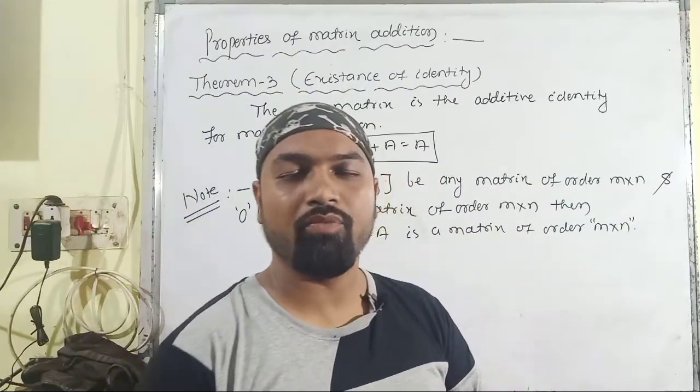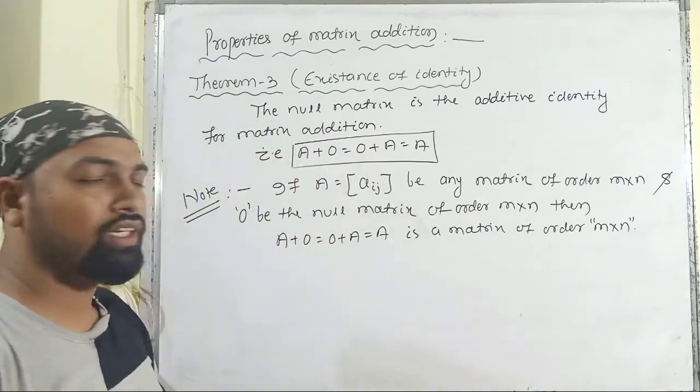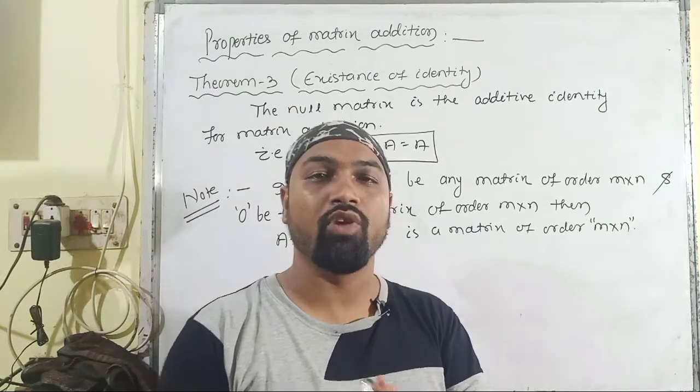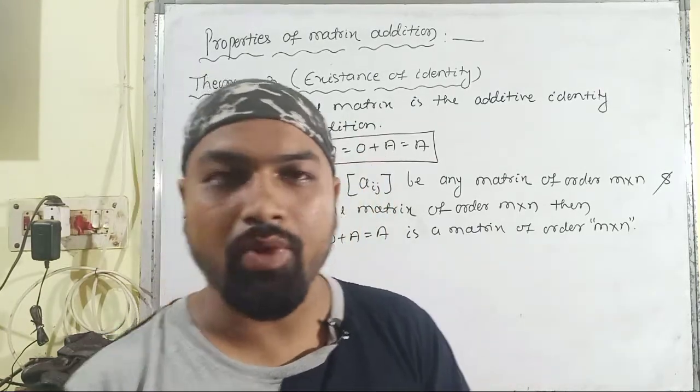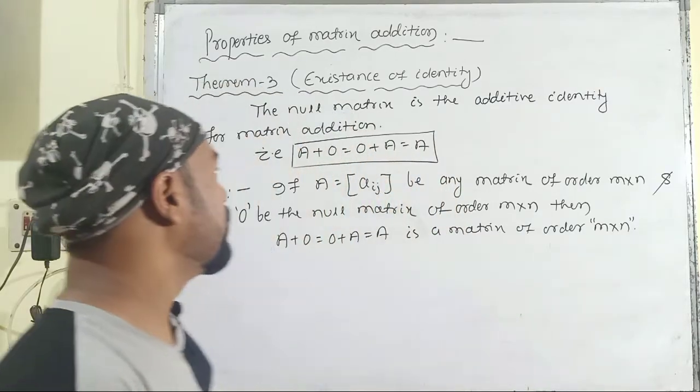So here the theorem number 3 is based upon the existence of identity. The null matrix is called the additive identity of the matrix addition. So what do you mean by null matrix? The null matrix is a matrix in which all the elements are equal to 0.